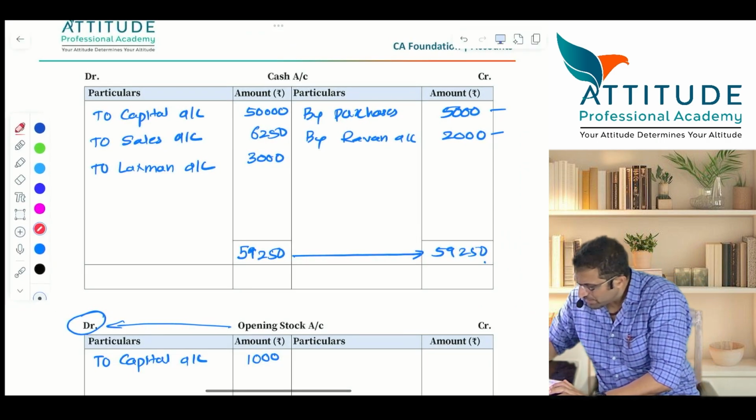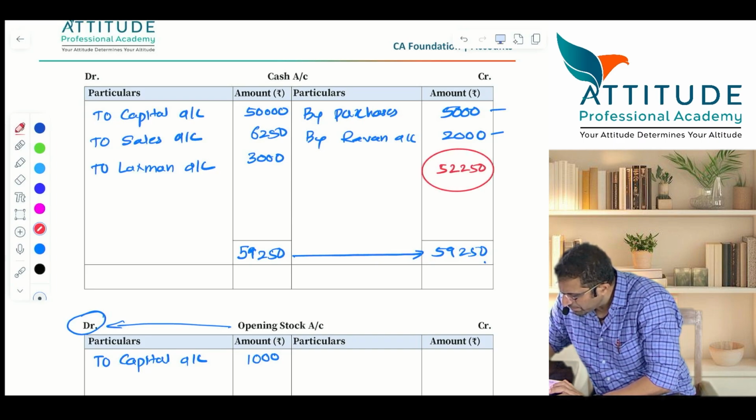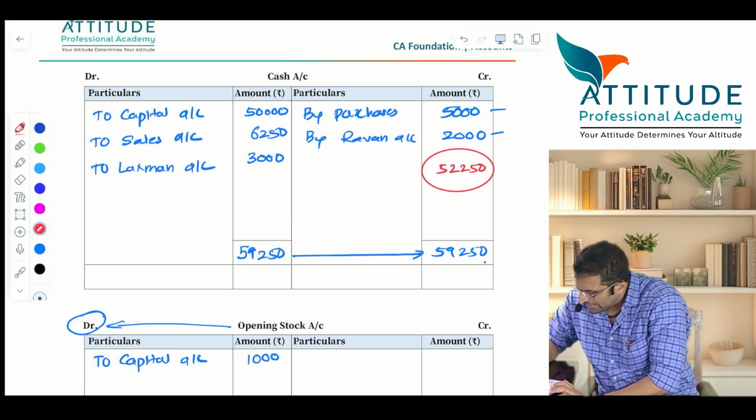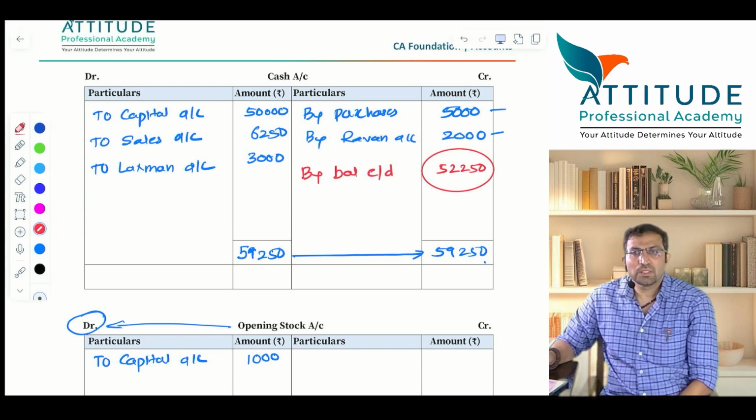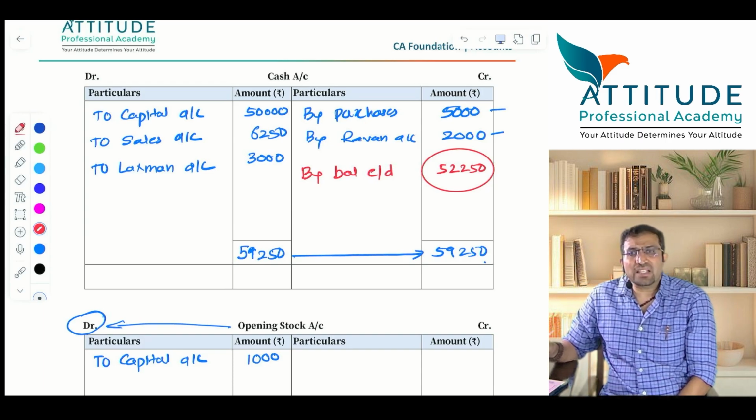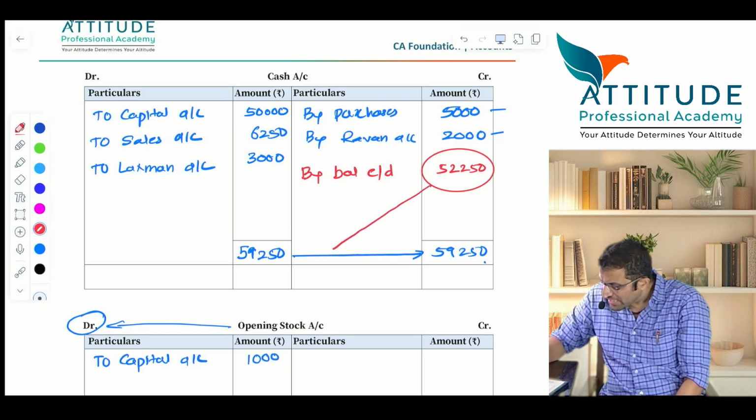समझ में आ रहा है? So 52,250. This is your balancing figure. Is that clear? And here you write by balance carried down. CD is carried down. This is your closing balance for that year, for that period, and this becomes opening balance in the next year. So you have to take it down here.